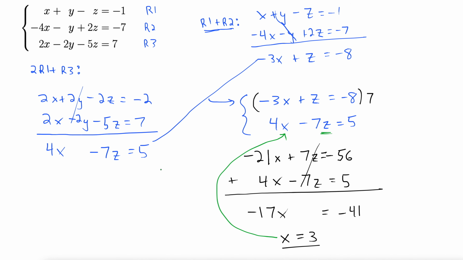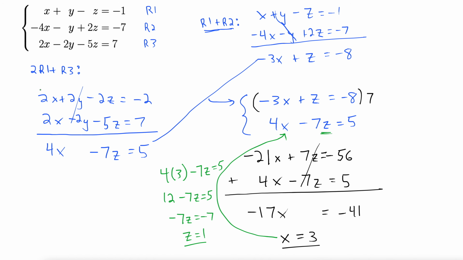All right, so we have 4 times 3 minus 7z equals 5. 12 minus 7z equals 5. Negative 7z equals negative 7, so z must be 1. 2 down.